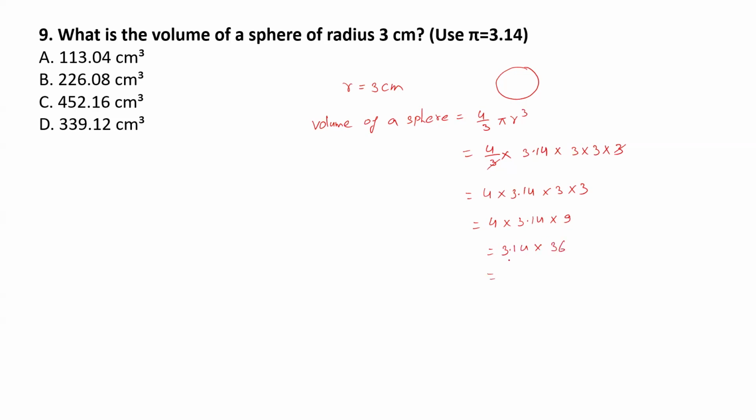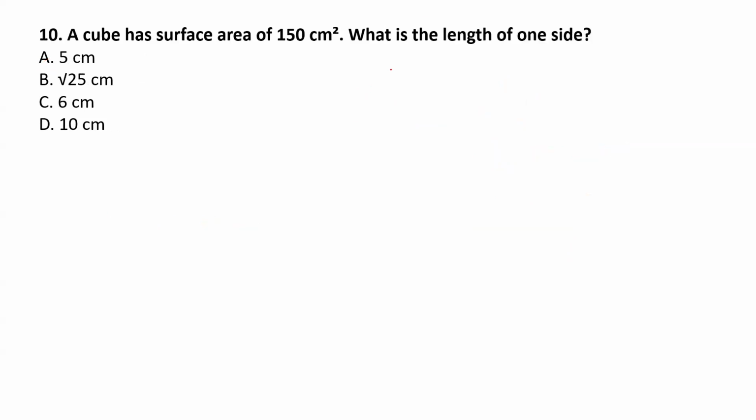Let me compute this using my calculator. 3.14 into 36 is 113.04. And what should be the unit? See, this is the formula, r cube. R is given in centimeter. So centimeter into centimeter into centimeter, so centimeter cube. Again, option is correct. You got it? Again, you should know the shape as well as how we denote things, and then the formula. Formula is the most important thing.